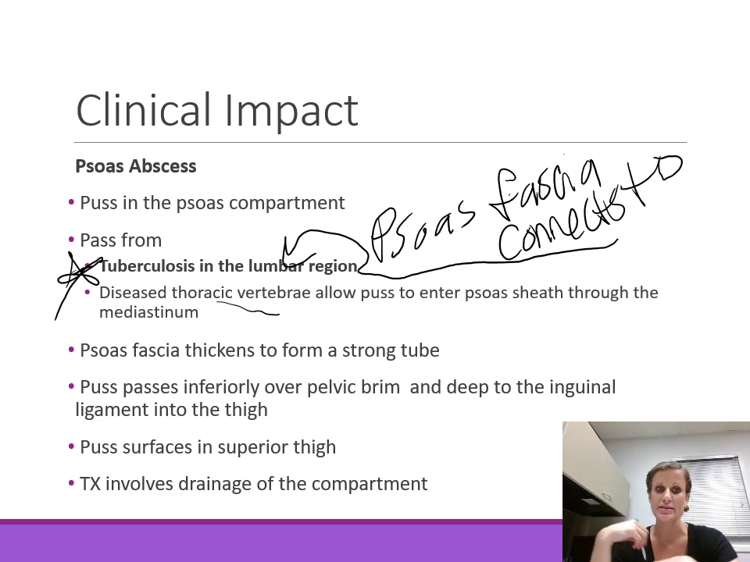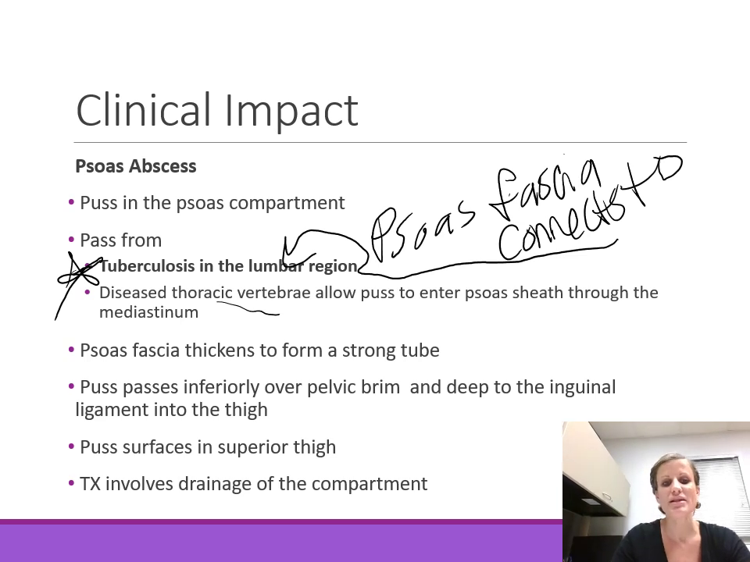When pus accumulates in the psoas compartment, it tends to accumulate and then, because of gravity, drip down inferiorly. It will travel down over the pelvic brim and then deep to the inguinal ligament into the leg. Remember, think about the attachment of the psoas major. It continues down into the leg and attaches to the femur, into the lesser trochanter. So the pus and infection can just travel down through the compartment into the leg.